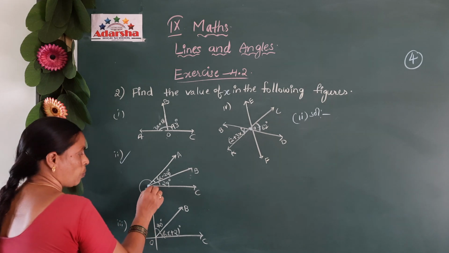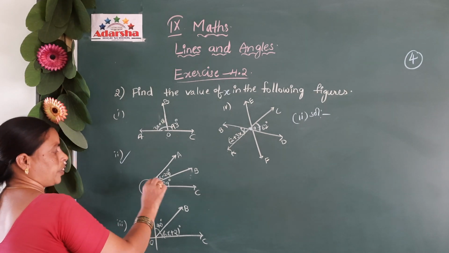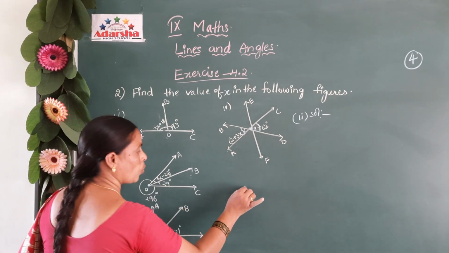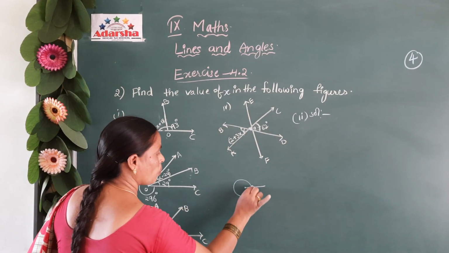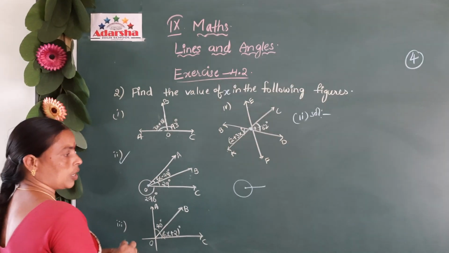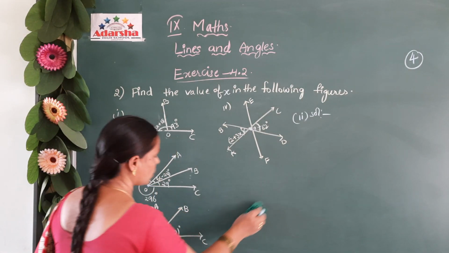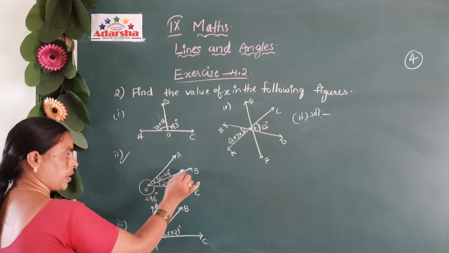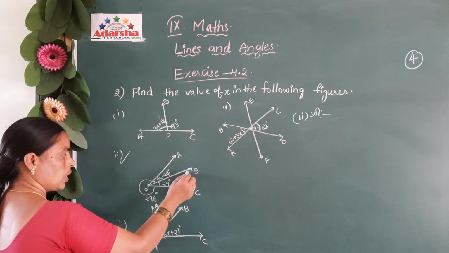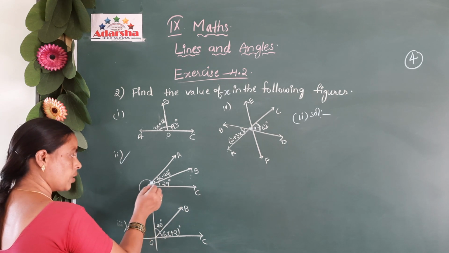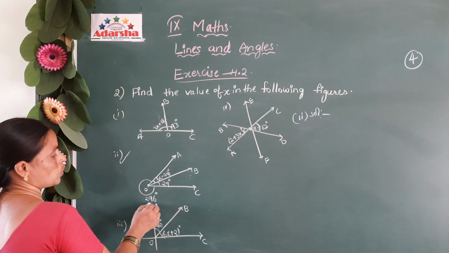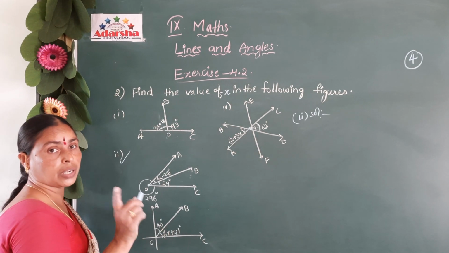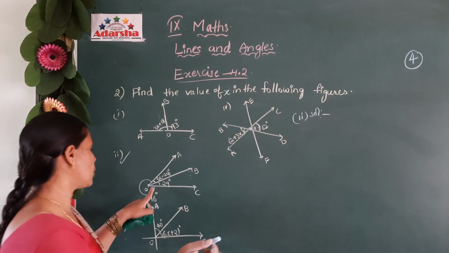What is this? At a point, the sum of the angles at a point is equal to 360 degrees. Complete angle. The angle making at a point is 360 degrees. Complete angle measure is 360 degrees. By using that, you have to find. So the first angle AOB is x minus 24 degrees, BOC angle is 29 degrees, the reflex angle measure is 296 degrees. Sum of these three angles equals the complete angle, that is equal to 360 degrees.